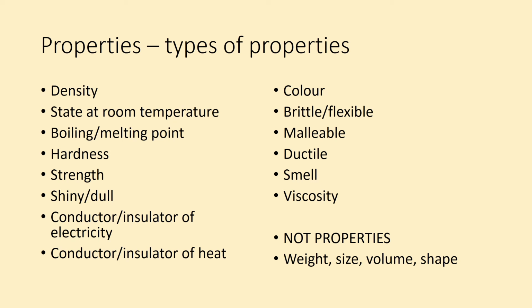The following things are not properties of materials: weight, size, volume and shape. The reason for that is it depends how much of the material you have, and in the case of shape, how you form it. So those you could argue are properties of objects, but they're not properties of materials. So again, we've got the difference between weight and density there.